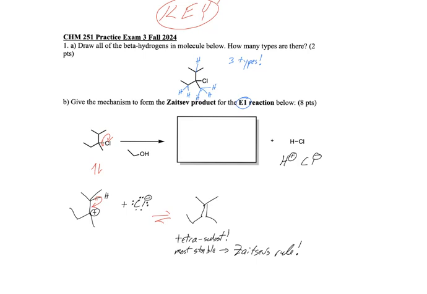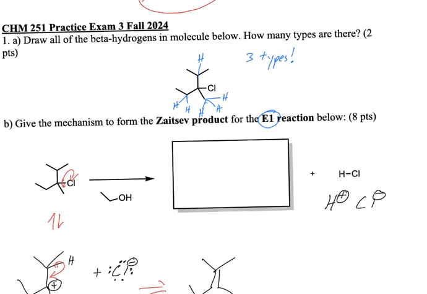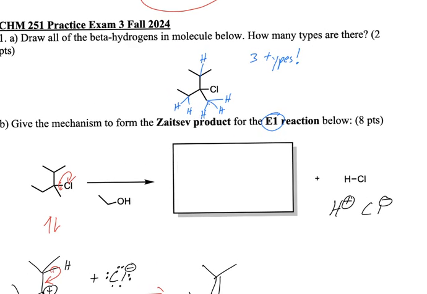Right. Practice exam. Draw the beta hydrogen molecule. How many types are there? So for this, you need to find the carbon that's attached to the leaving group. And beta hydrogens are 2 bonds away, 2 bonds away, 2 bonds away. And so there's 3 different types.